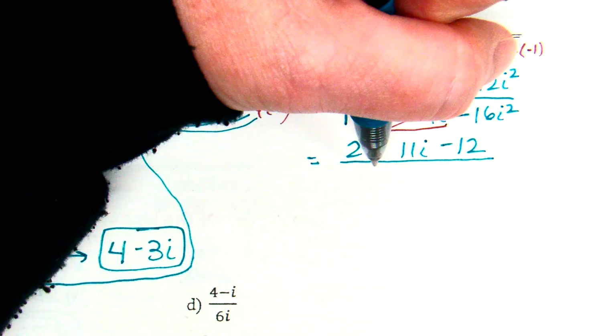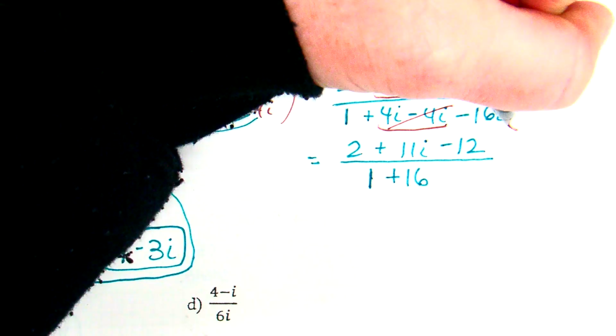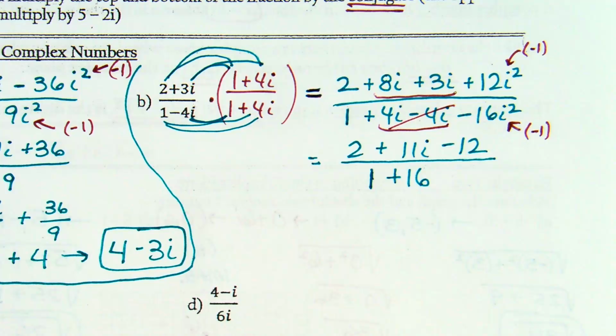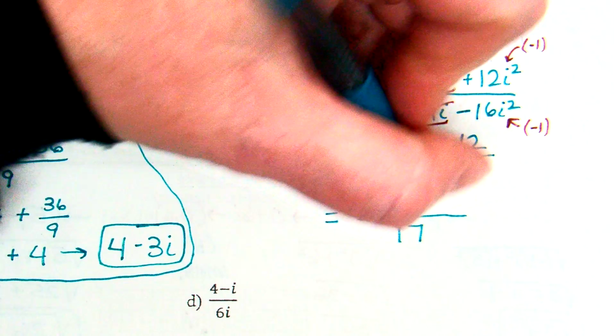So I'm going to carry down my 1. What is minus 16i squared? Plus 16? Because, again, the i squared is negative 1. Clean up again. Okay. Stella's skipping and doing the denominator. 1 plus 16 is 17. Okay, got it. Numerator? Okay. 2 and minus 12 is negative 10 plus 11i.